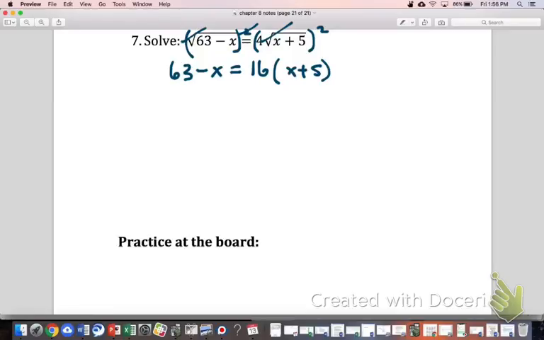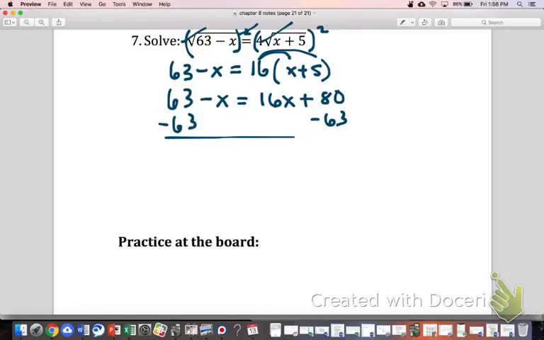And so what comes next, you're right, is the distributive property. So this 16 will get distributed across that. So I end up with 63 minus x is equal to 16x plus 80. And what follows is a pretty standard type linear equation that we've done before. What would you guys do as a first step? Minus 63, all right, so that's a good step. So if we do minus 63, it's negative x equals 16x plus 17.